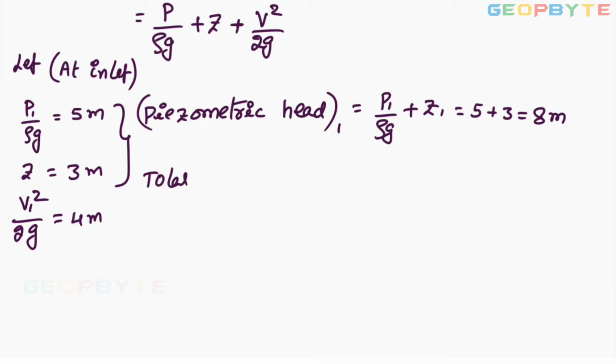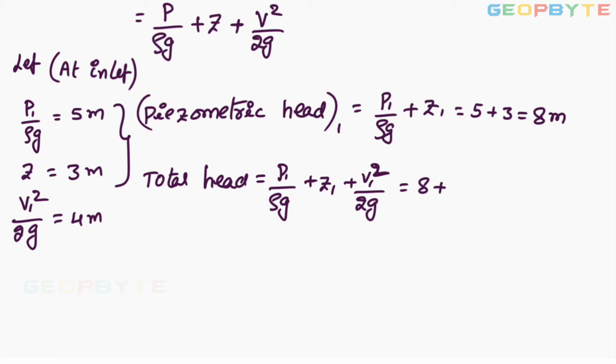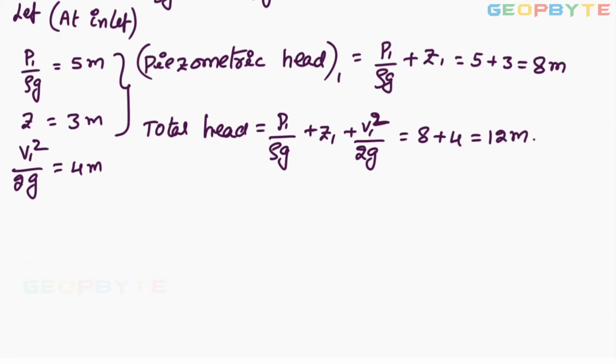Similarly, total head equals what? Piezometric head plus kinetic head. P1 by rho g plus Z1, this is the piezometric head, plus kinetic head V1 square by 2g. So it is equal to 8 plus 4, which is 12 meters of water, or meters of liquid.